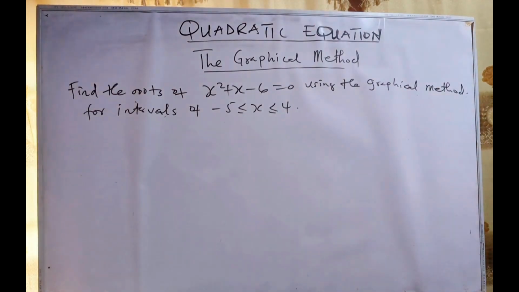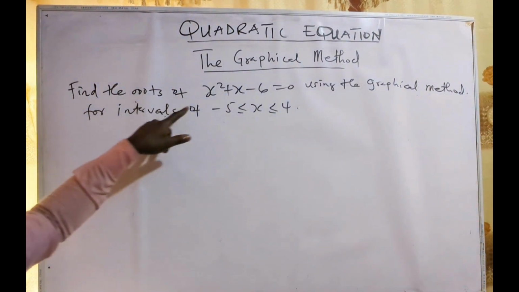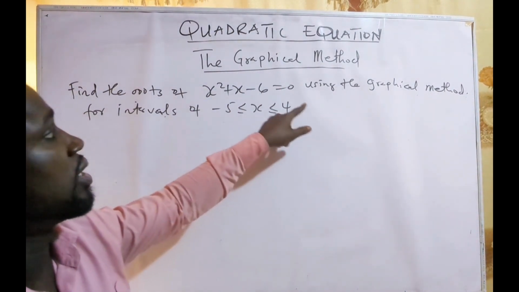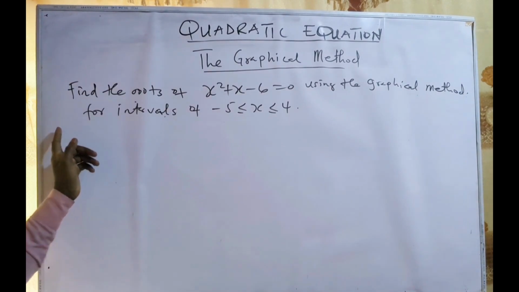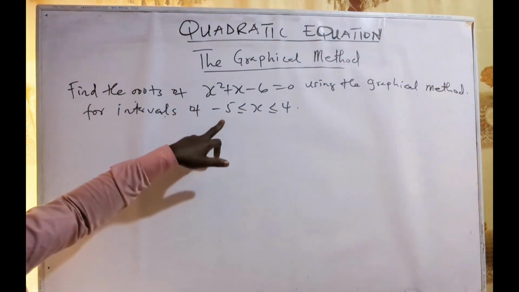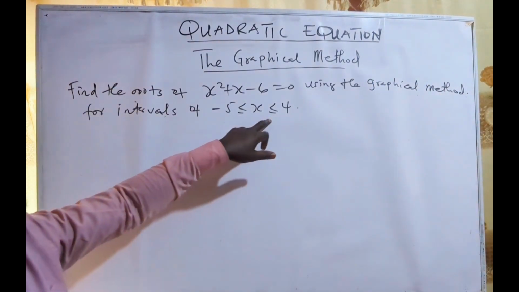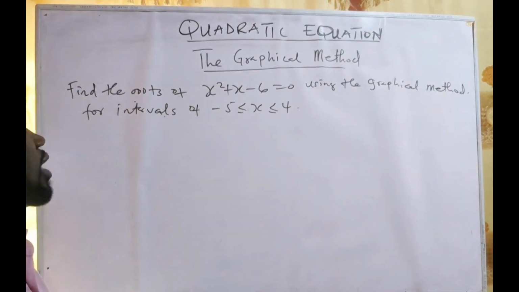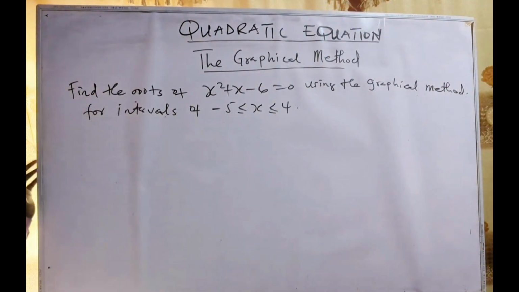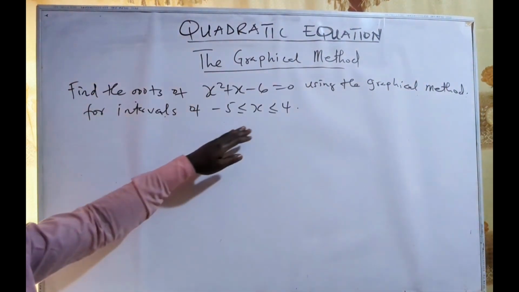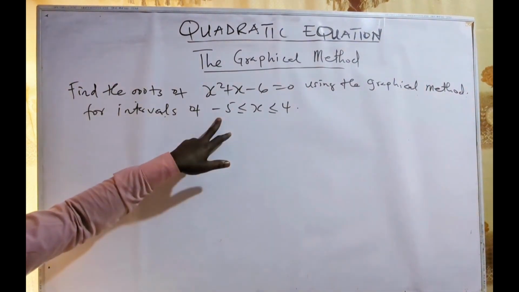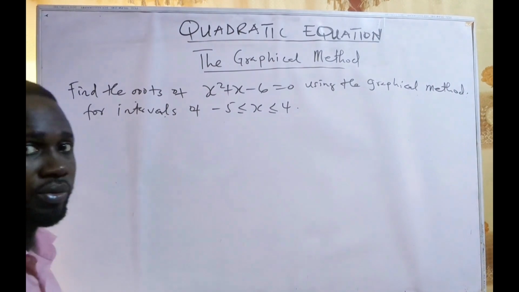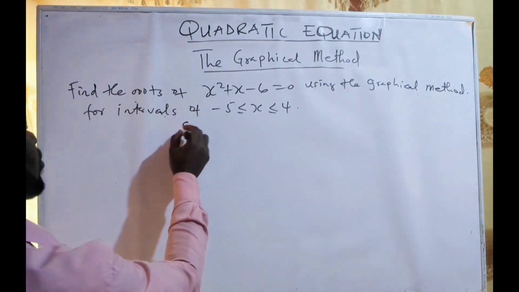Okay, so let's look at this particular question. Here it says find the roots of s squared plus s minus 6 equal to 0 using the graphical method. And we are given, using the graphical method, intervals of -5 less than or equal to x less than or equal to 4. So with the graphical method, you have to be given the interval so that we know the interval to use for our graph. So the interval of the x is from -5 to 4.